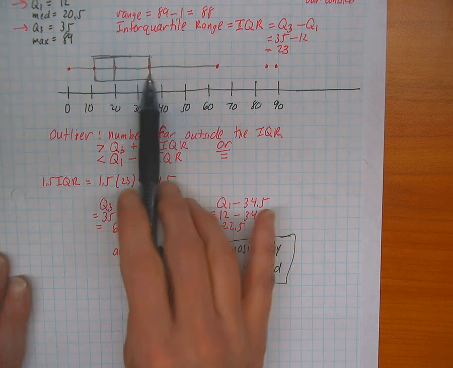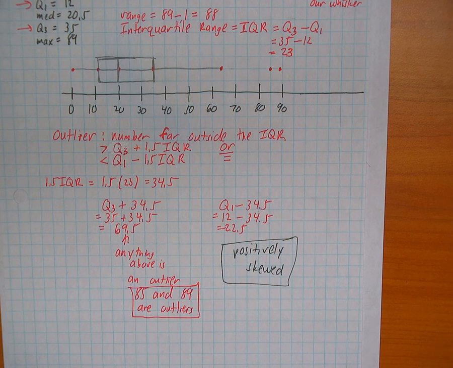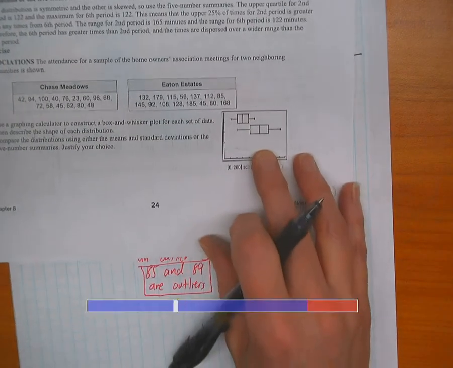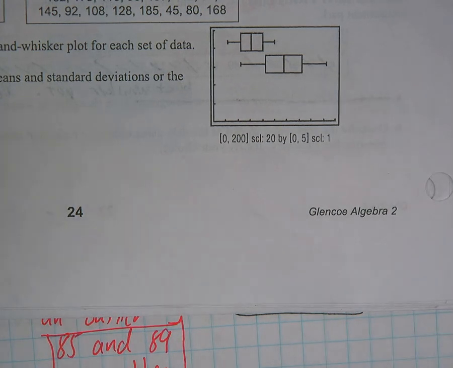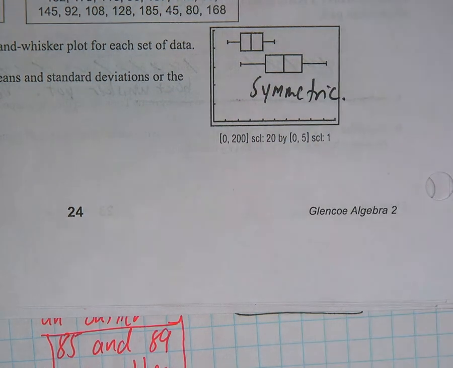If the whisker on the right sticks out the longest, that would be positively skewed. If the whisker on the left sticks out the longest, that would be negatively skewed. And if the two whiskers stick out about the same, like this example here, both of these box and whisker plots look like the whiskers stick out about the same. We would describe that as symmetric. So here's a symmetric example. Okay, so you basically judge by where the whisker is on what to call it.